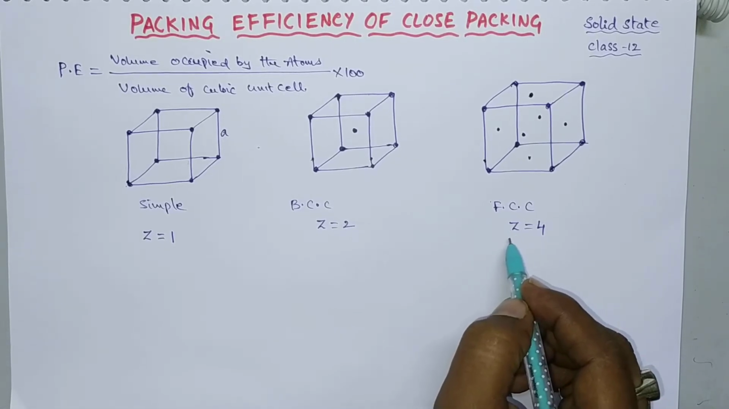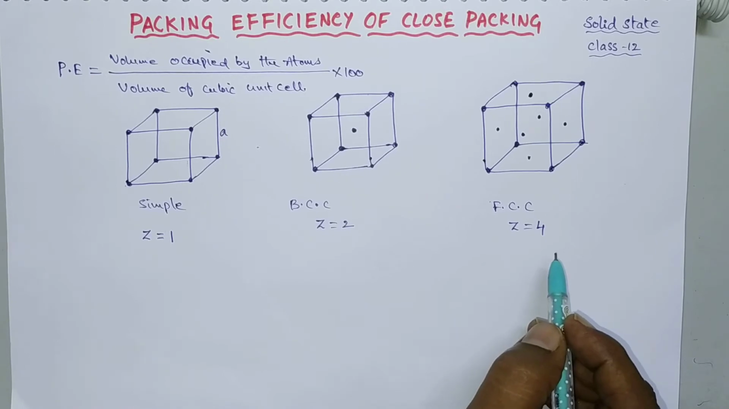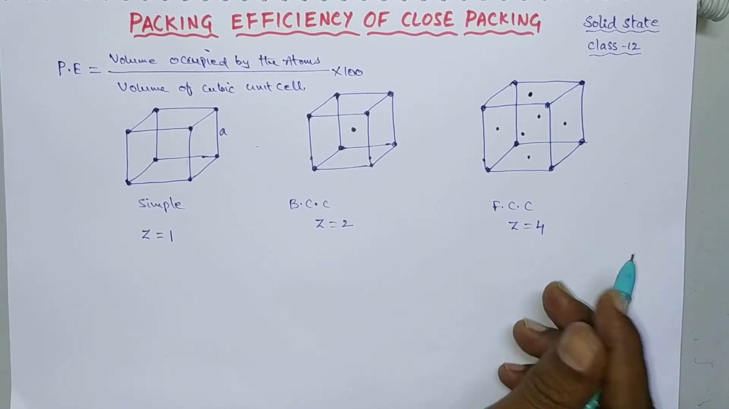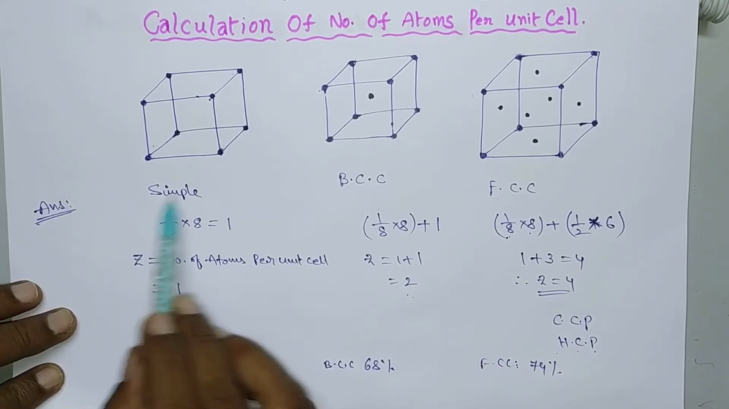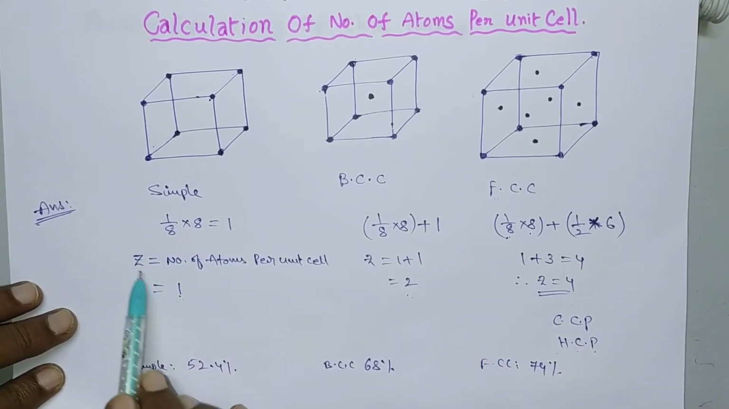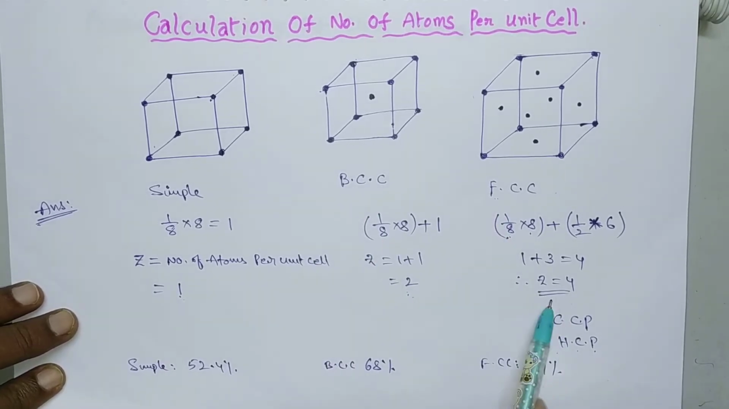Here Z indicates the number of atoms present per unit cell. It can be calculated like this, as already discussed in our previous video. For simple cube, 1/8 into 8 is equal to 1. So Z means the number of atoms per unit cell. For BCC it is 2, and for FCC it is 4.